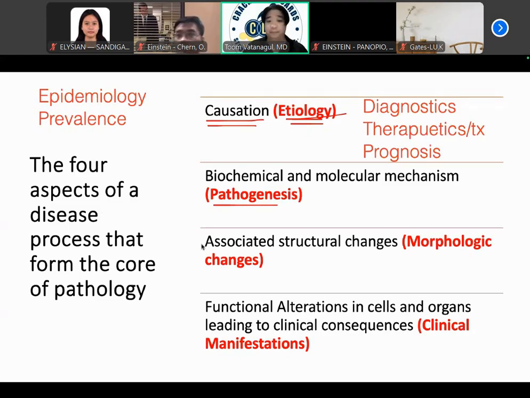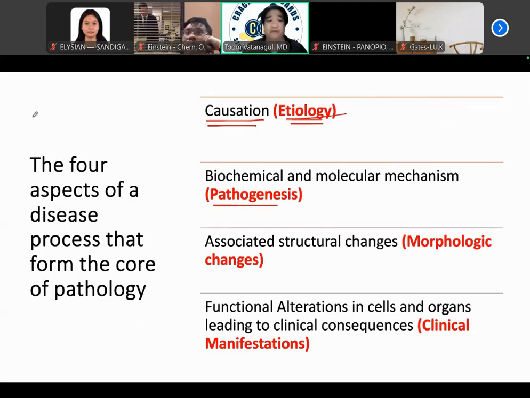Again, please be reminded of this. So I hope this is clear. Okay, etiology, pathogenesis, morphologic changes, and the clinical manifestations. These processes form the core of pathology.